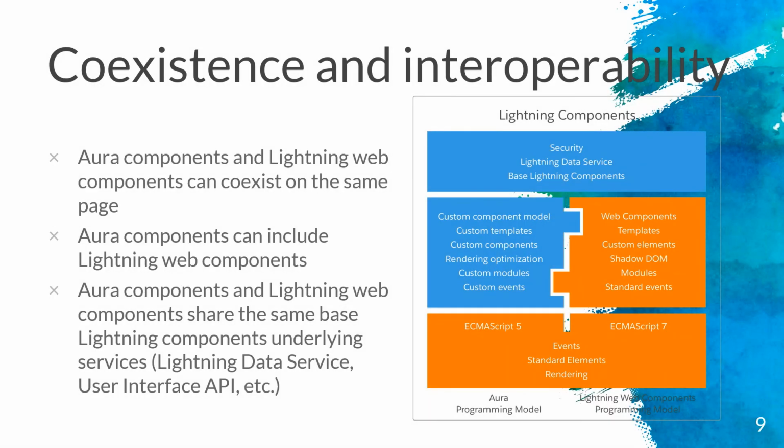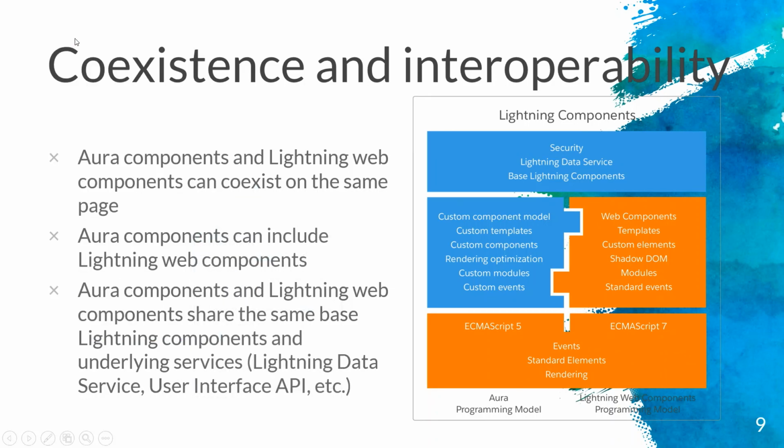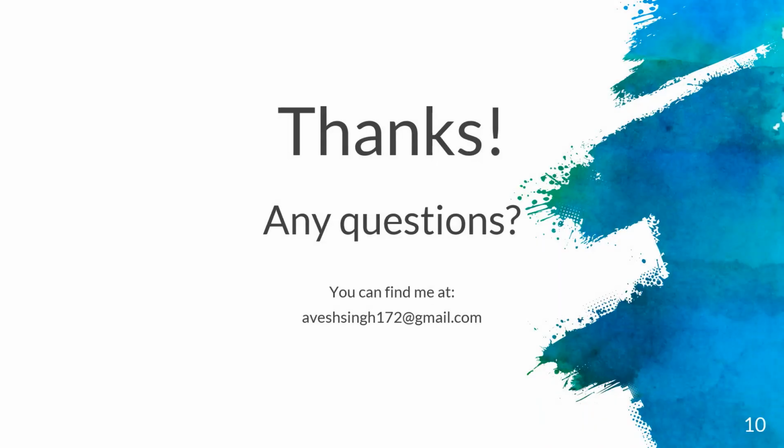Now let's talk about coexistence and interoperability. We can have Aura components and Lightning Web Components on the same page. Aura components can include Lightning Web Components, but Lightning Web Components cannot include Aura components. Aura components and Lightning Web Components share the same base Lightning components and underlying services, such as Lightning Data Service and User Interface API. With this, we come to the end of this session.